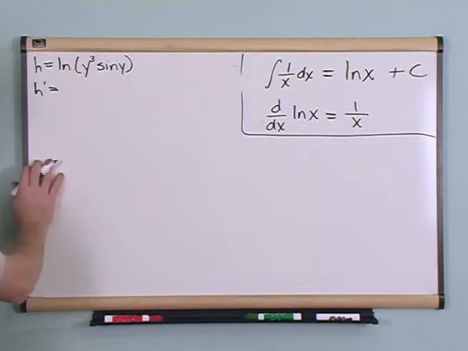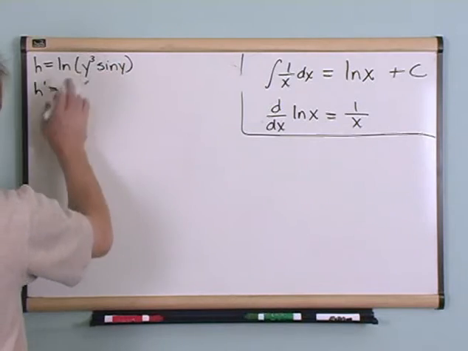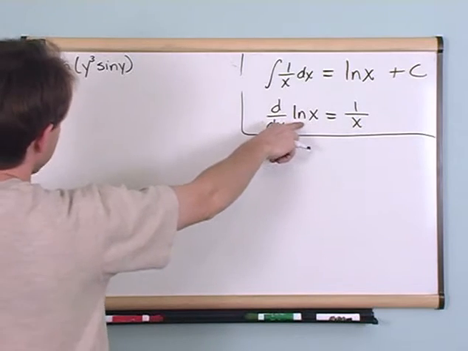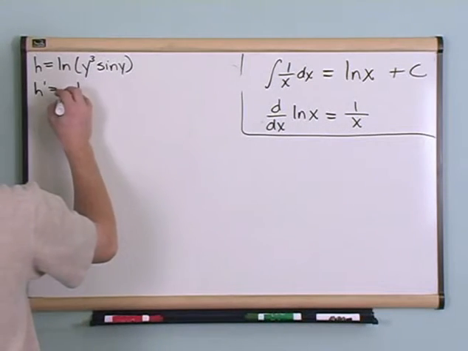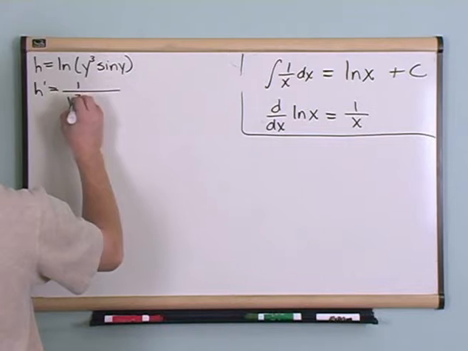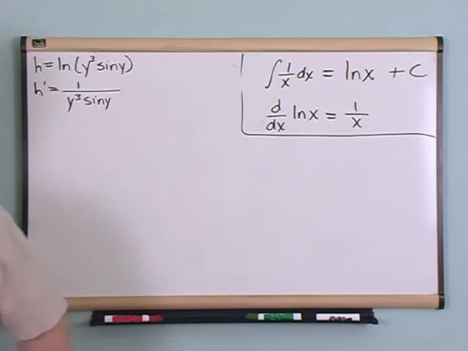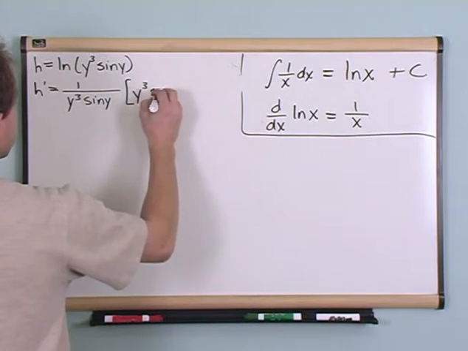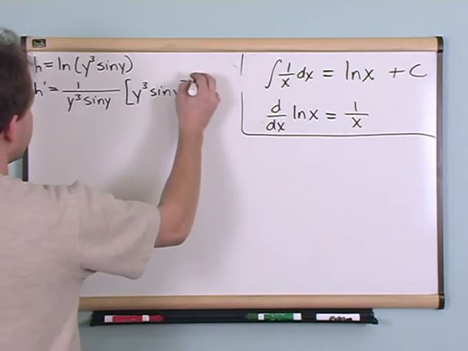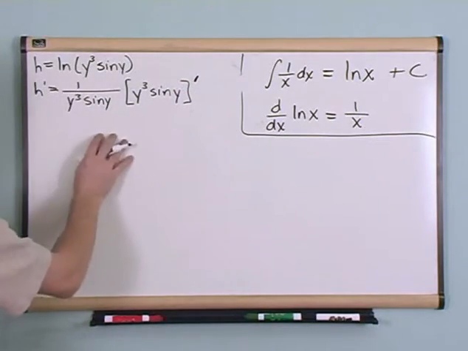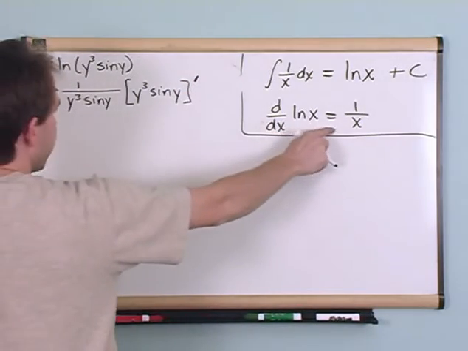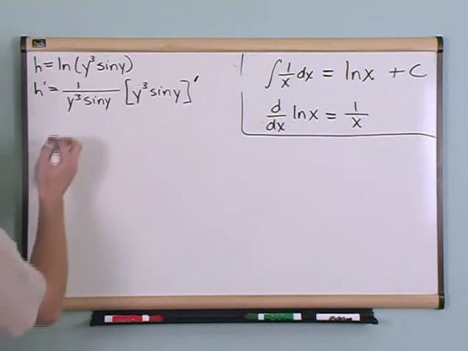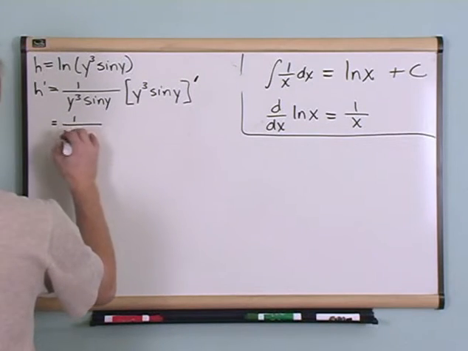Well, again, you take the derivative of the big picture and you just keep multiplying by the derivative of the inside. The outside function here is the natural logarithm, so what you're going to have is 1 over y cubed times the sine of y. That's the big picture, but then you've got to multiply by the derivative of the inside. So I'm going to write it like this, and I'm going to put a big derivative symbol here. So the big picture is 1 over this argument, because that's the outside function, times the derivative of whatever's on the inside. Okay?